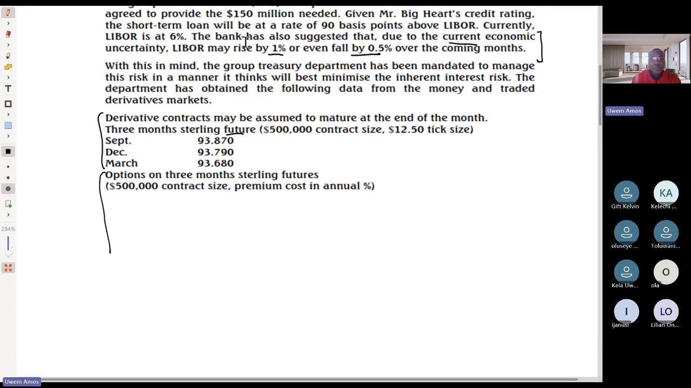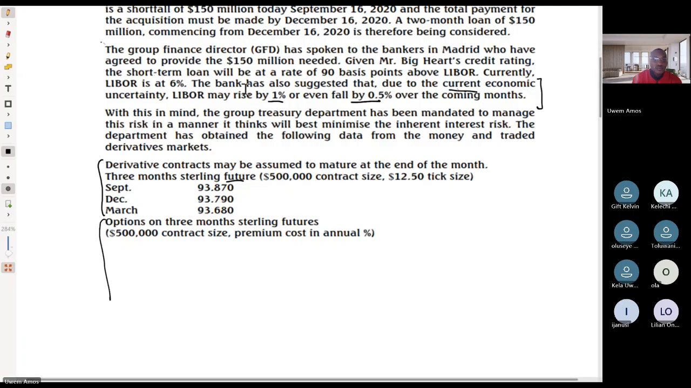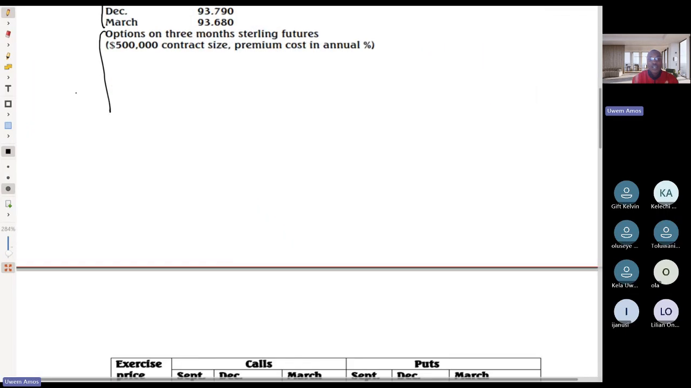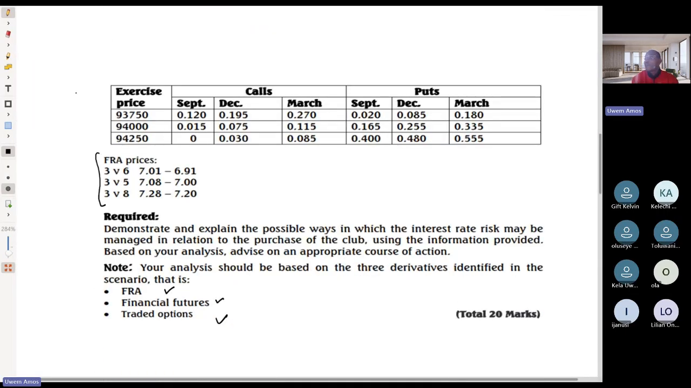And then this is just background of the amount he wants to borrow and all of that. So this would apply to all because it's the background. However, whenever I'm looking at FRA, I'll be concerned about the background information and the FRA part of the question. If I'm looking at options, I'll be concerned about the options part of the question and the background as well. If I'm looking at futures, I'll be looking at the futures part as well as the background.